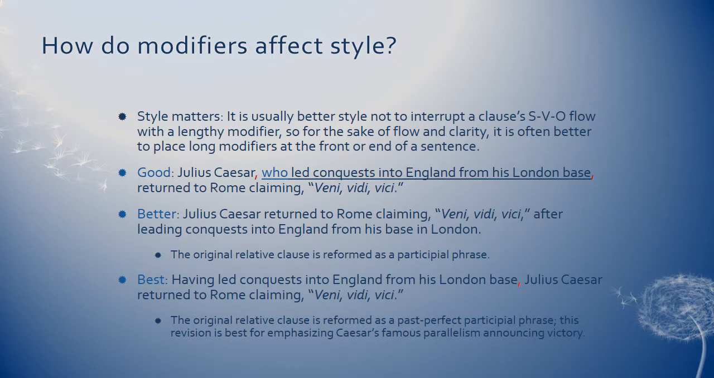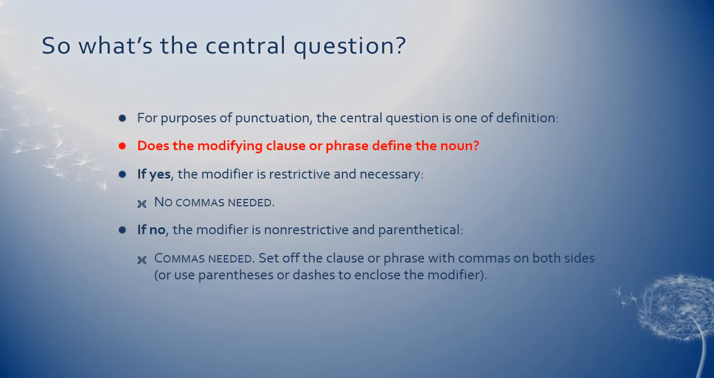Now, why might this be better than the second example? Well, in the second, the original relative clause is reformed to a participial phrase and is placed at the end, but then the point of the sentence, which is "I came, I saw, I conquered," the Veni, Vidi, Vici, is stuck in the middle of the sentence. And if we want to place it at the end, the place of emphasis, the third example might be the best. Well, in any case, style matters, and we want to avoid interrupting the subject, verb, object flow of a sentence with long phrases or clauses.